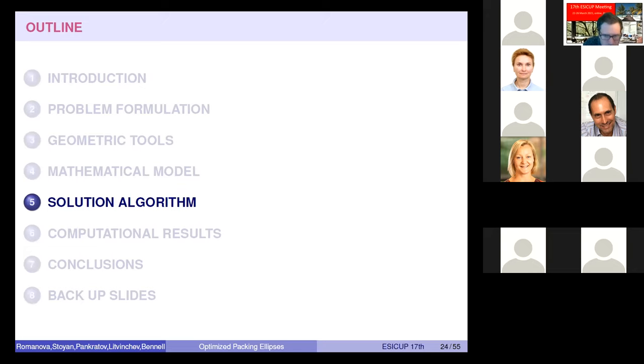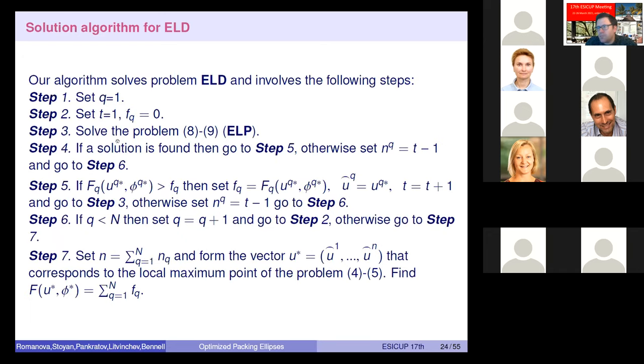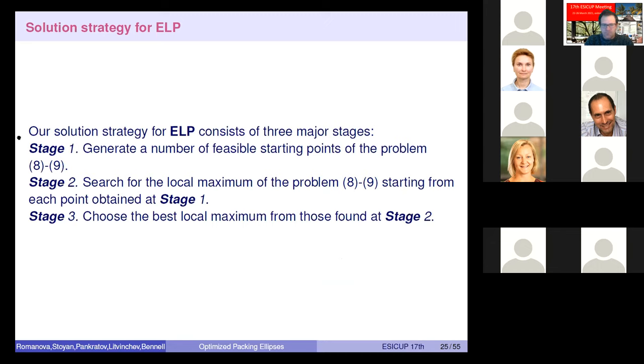To solve this problem, we developed an algorithm that is based, at each step, on the solution of the problem in a convex polygon, which is reduced to solving T problems of nonlinear programming using IPOPT as the NLP solver, which currently gives good local optimal solutions. And for this latest problem, we use a solution strategy. First stage is to generate a number of feasible starting points, then search for the local maximum from each point, and choose the best local maximum from those found at stage two.